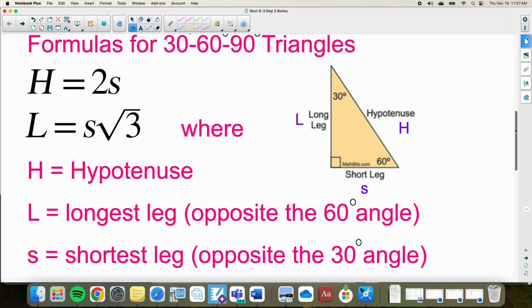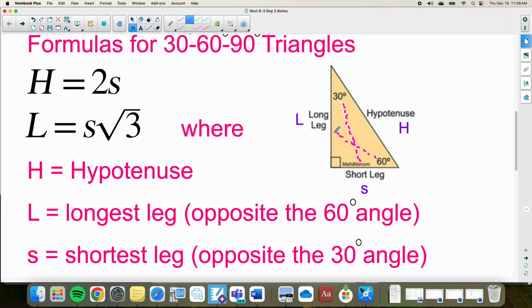Across from the right angle is the hypotenuse, and we use an H for that. The legs are not the same, so they use an S to stand for the shortest leg, and L to stand for the longest leg. How you know which one is the shortest leg is it's always across from the 30-degree angle. The longest leg is always across from the 60-degree angle.